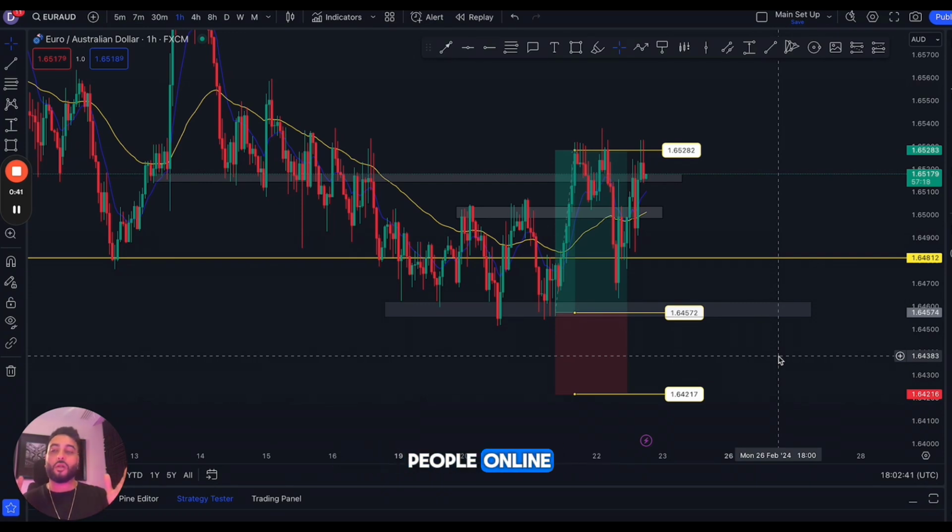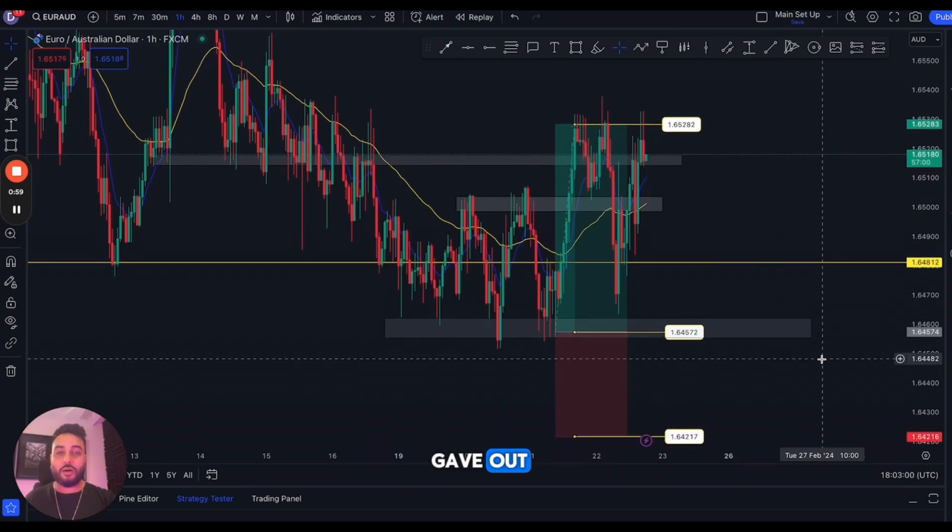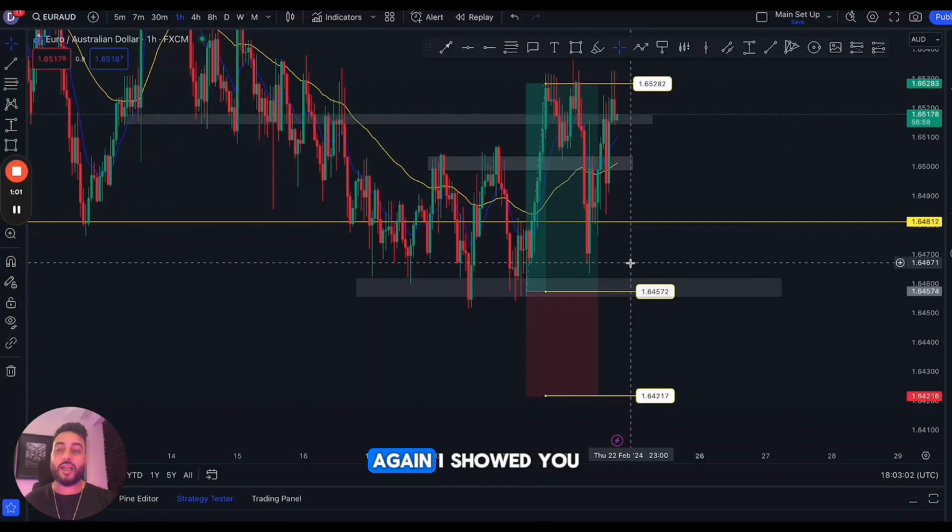There's a lot of people online that don't understand why EURAUD moves. EURAUD is not actually a real currency pair, it's a synthetic pair. It's made up of EURUSD and AUDUSD. This is information that people don't teach you. So this was a trade that we gave out. This is a 70 pip trade. I showed you already, this is a 16,000 profit on that account.